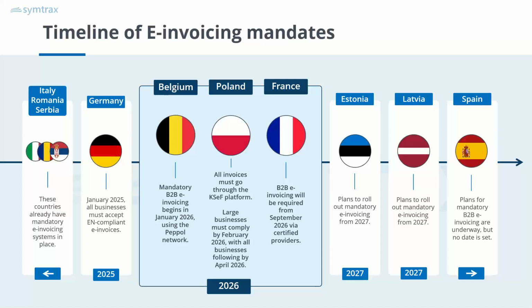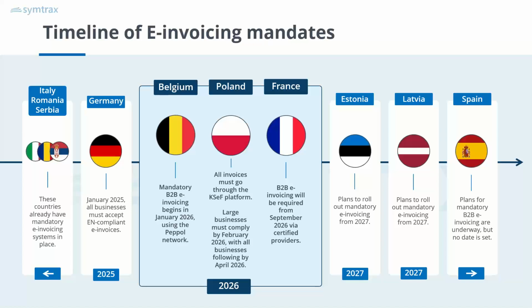In Germany, from January 2025, every business must be able to receive structured e-invoices. Belgium will make B2B e-invoicing mandatory from the 1st of January 2026 through the PEPPOL network, which we've spoken a lot about today. Poland will also go live in 2026 with a phased rollout, and in France, all companies will be required to receive e-invoicing from the 1st of September 2026. Other countries, including Spain and Greece, are moving forward with their own B2B e-invoicing plans. So this timeline, you can well understand, will continue to expand across the region.